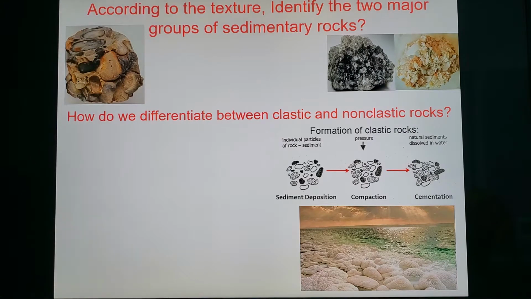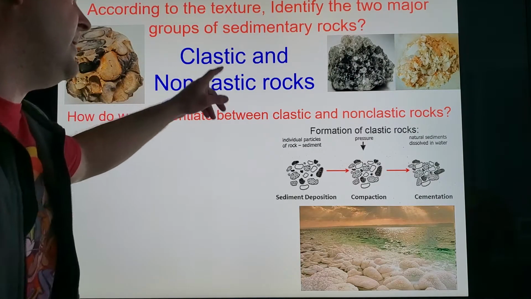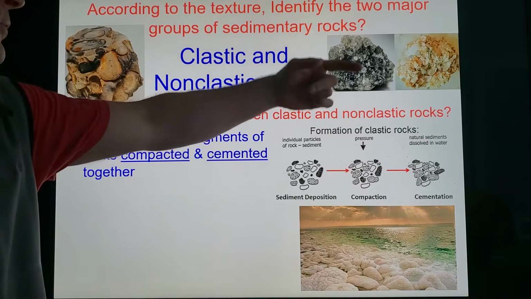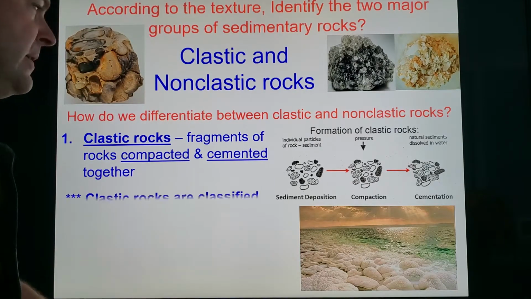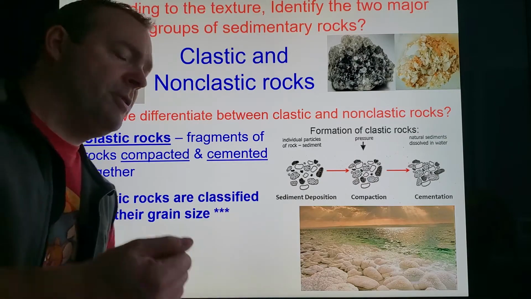All right, so according to texture, identify 2 major groups of sedimentary rock. Well, there it is. We have the clastic and we have the non-clastic. All right, and how do we differentiate between them? Well, clastic rocks, again, are pieces of other rocks cemented together. Okay, and they are separated by their grain size.